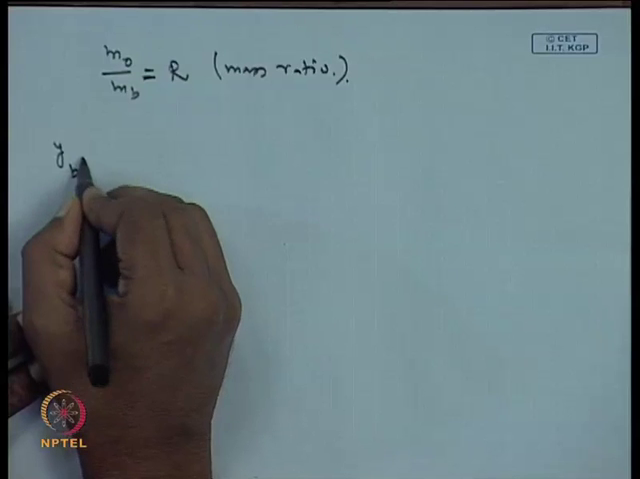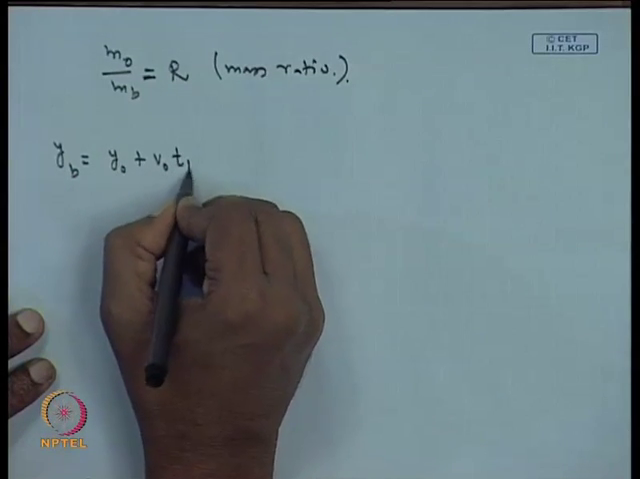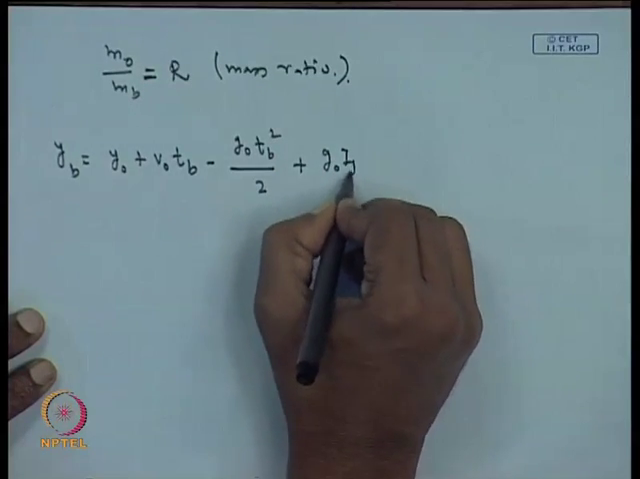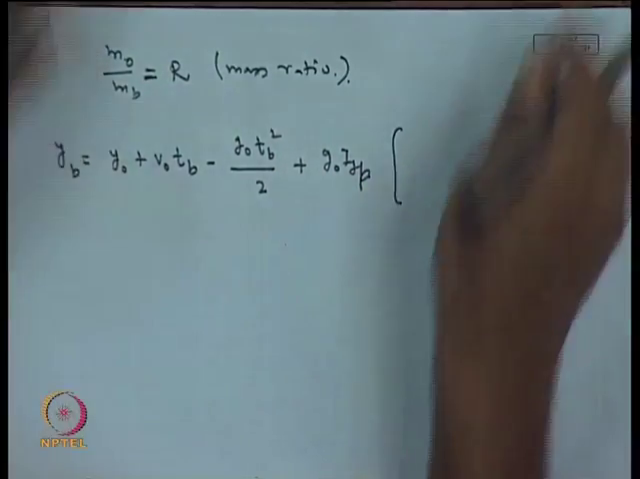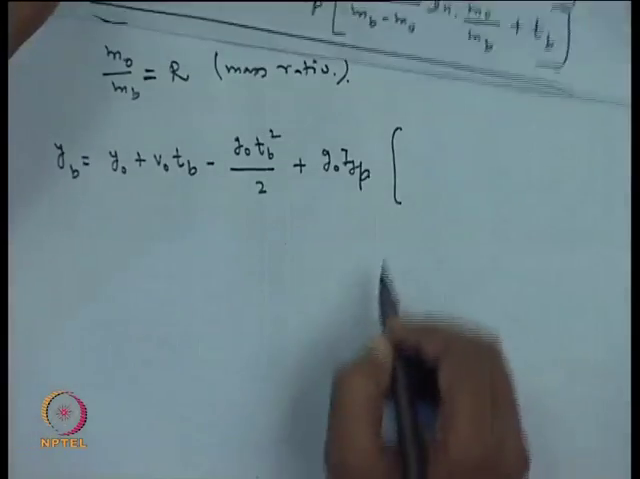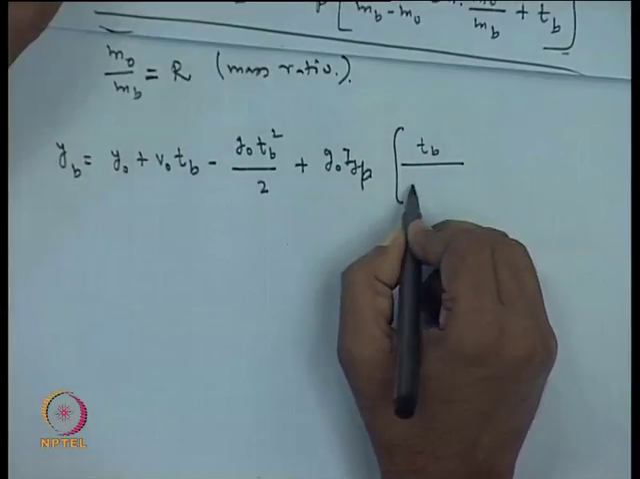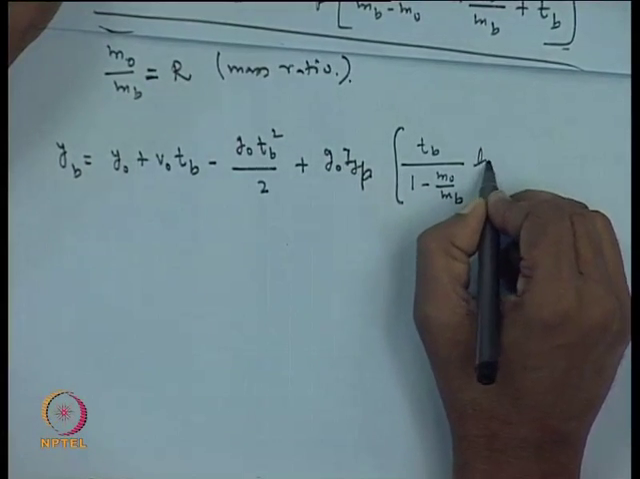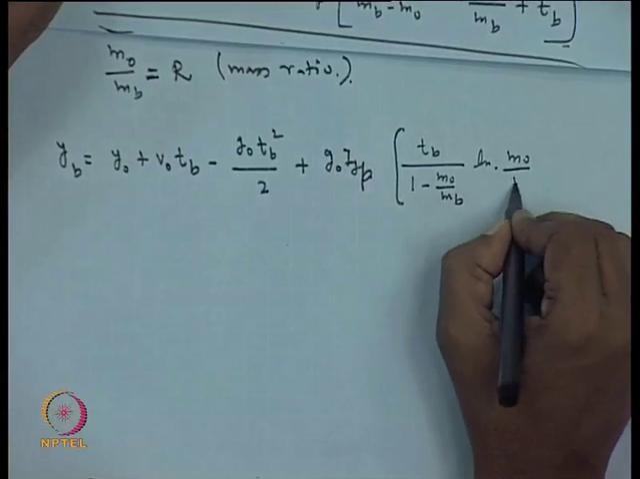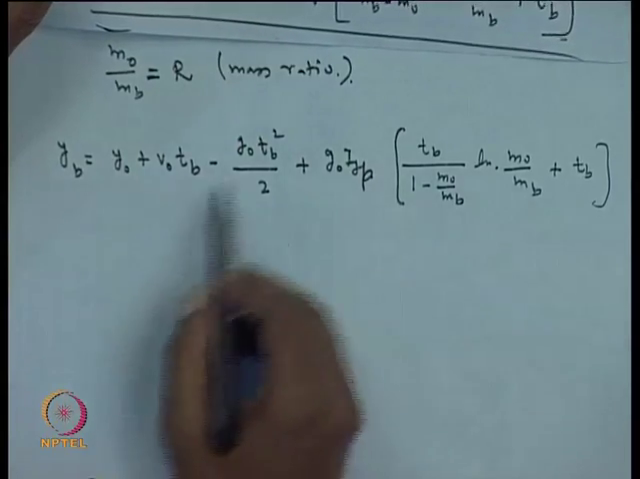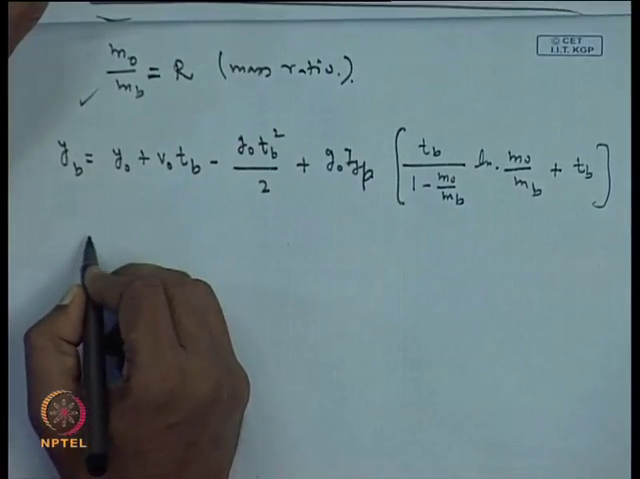Okay, so this gives us y_b equal to y_0 plus v_0 T_b minus g_0 T_b squared by 2 plus g_0 I_sp, and dividing this term by m_b in the numerator and the denominator, we get T_b, and in the denominator 1 minus m_0 by m_b. Okay, and similarly m_0 by m_b plus T_b. Okay. So, in this format now insert this value m_0 by m_b equal to r.